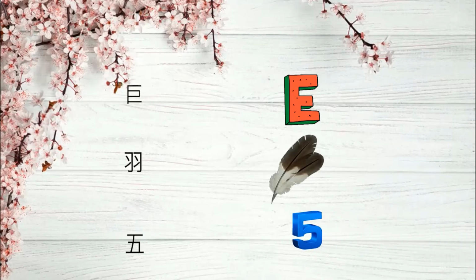The first radical of this slide looks like the English letter E, the capital E. The second radical represents feathers of some bird. The third radical is the radical that represents number 5. On looking at it also, it looks like the number 5.